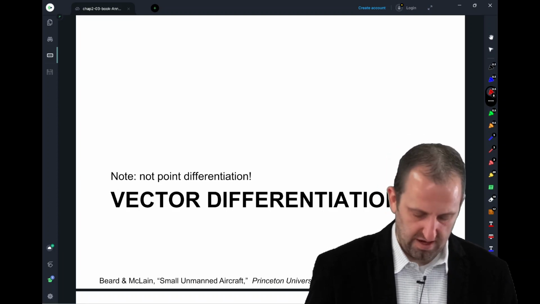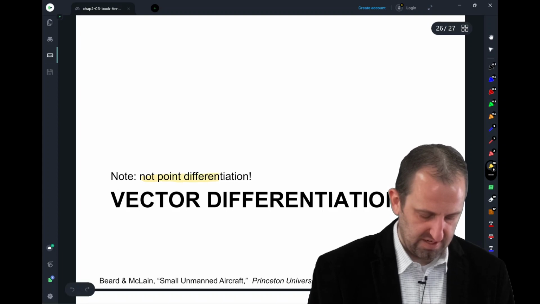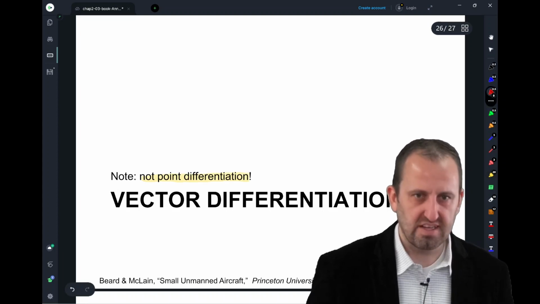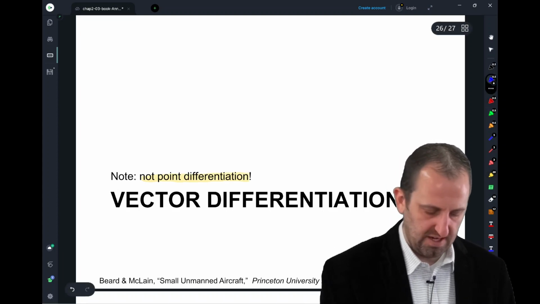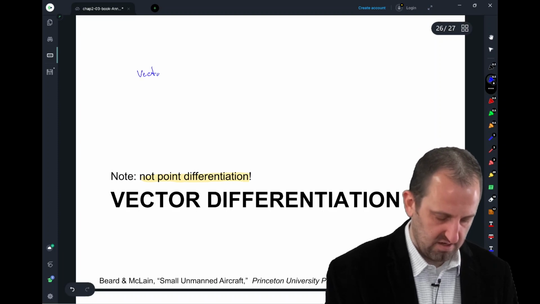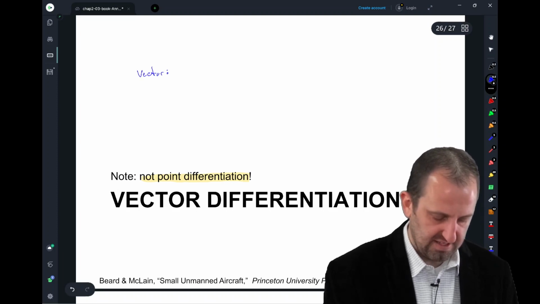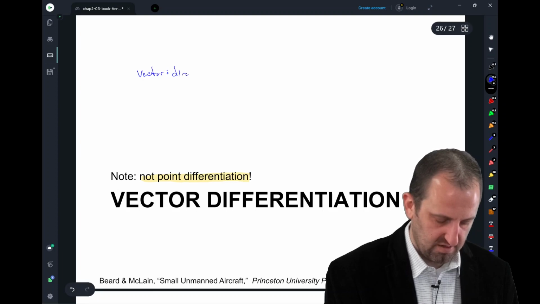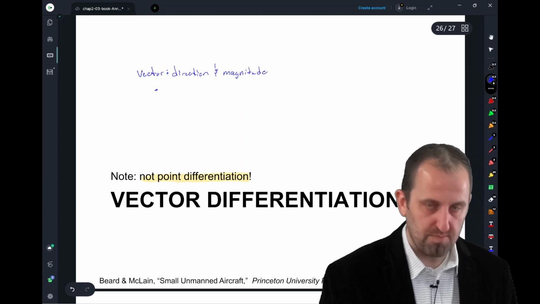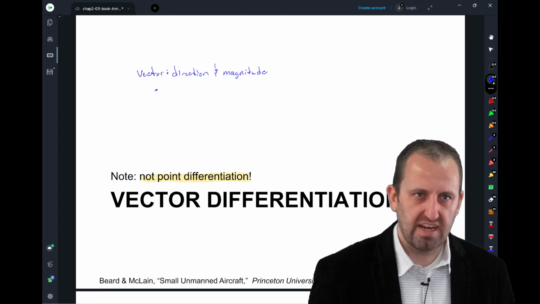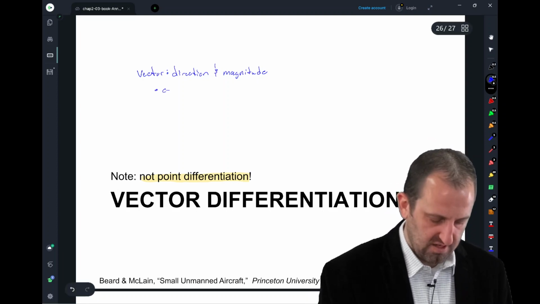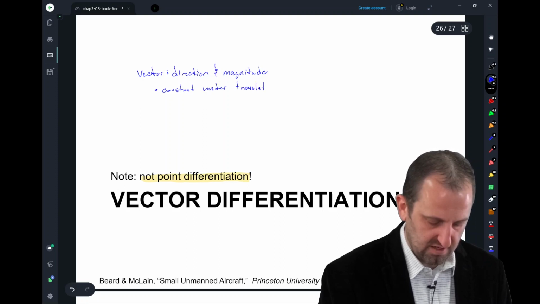Well, I want to clarify here that this is not point differentiation. And so if we talk about the difference between a vector and a point, a vector, right, it is a direction and magnitude. And one of the things we've seen in a previous lecture is that the vector is constant under translation. That's an important thing to note.